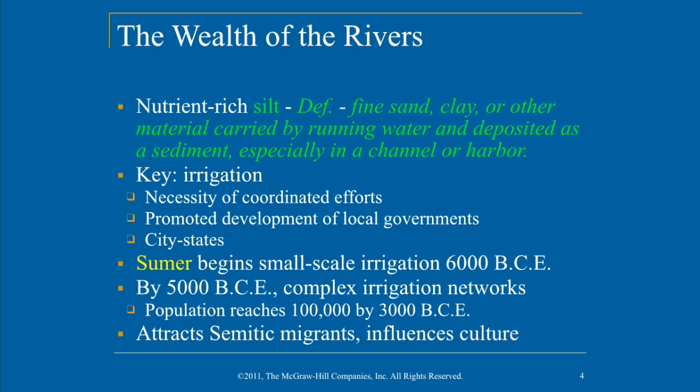So these Semitic migrants move in because obviously there's a surplus of food. Everybody's always looking for food. We talked about this before. People don't want to die. Some of the necessities of life are just water and food and shelter. And so the Semitic migrants move in, and their culture will actually influence the culture of the area of Sumer. And so now we have the Sumerian city-states.